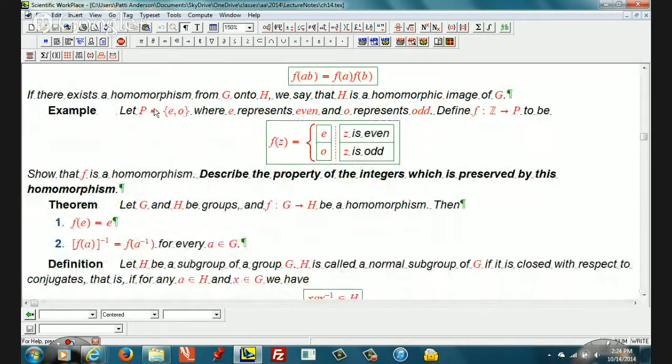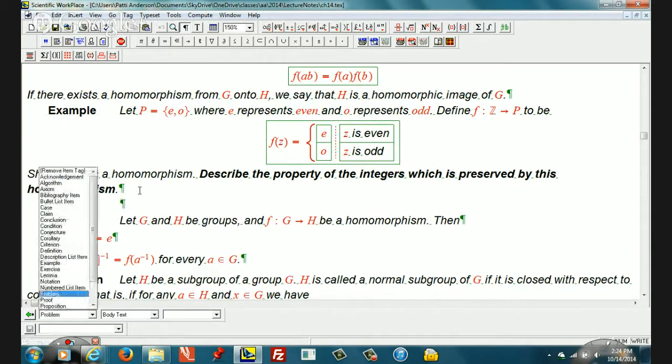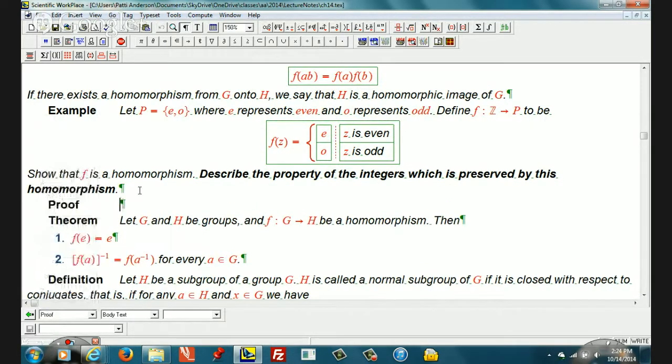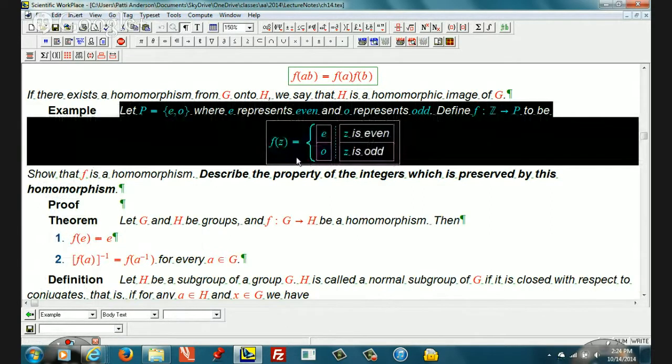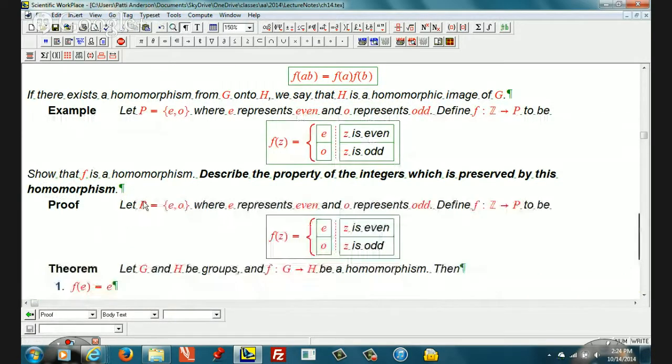Let P be the set of E for even, O for odds, and we're going to define f that takes the integers to P to be the function f of z equals E if z is even and O if z is odd. We want to show that f is a homomorphism. So I'm just going to copy this. How do we show that it's a homomorphism?